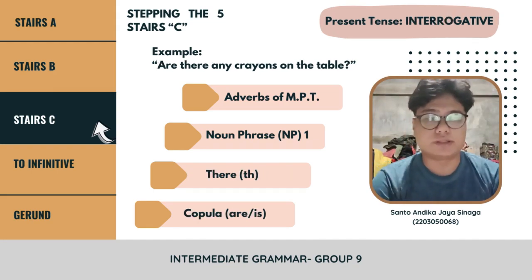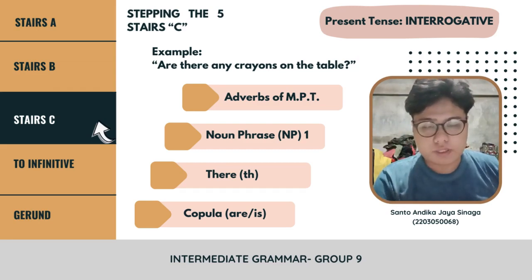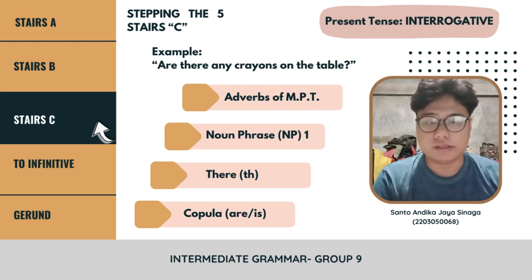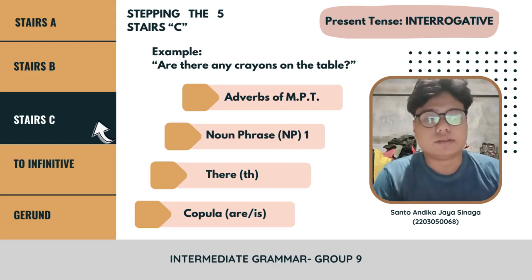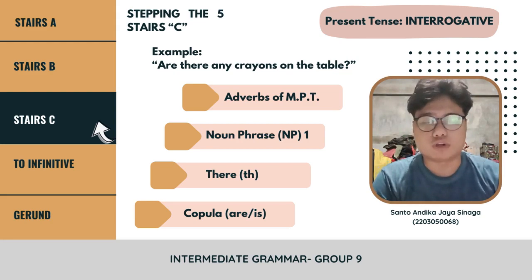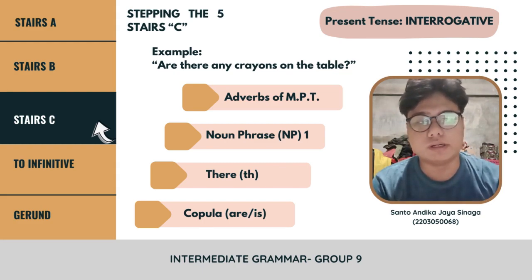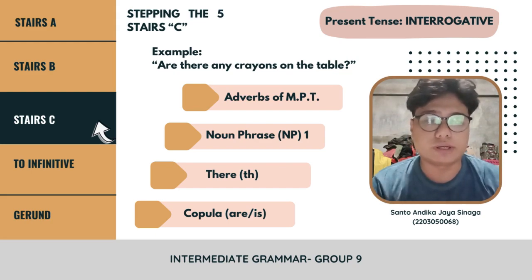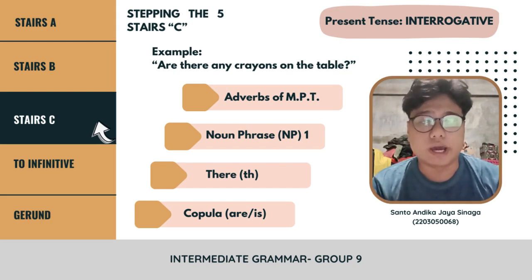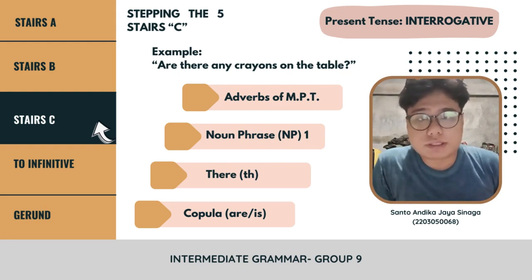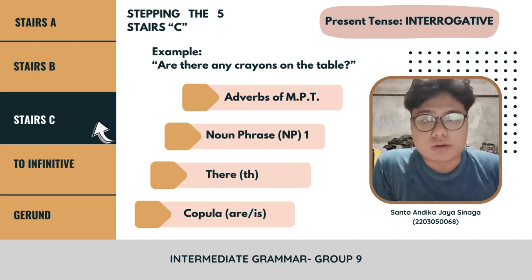And for the interrogative sentence in present tense, it's not the same as the previous slides, the positive and negative. It's so much different because when we create the interrogative sentence, we must put the copula first, then continue with the word there, then the noun phrase, and last the adverbs of MPT, or adverbs of manner, place, and time. The example sounds like this: are there any crayons on the table?